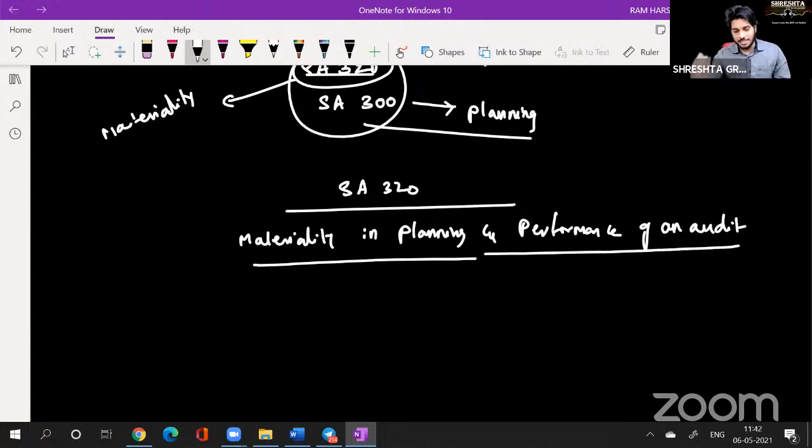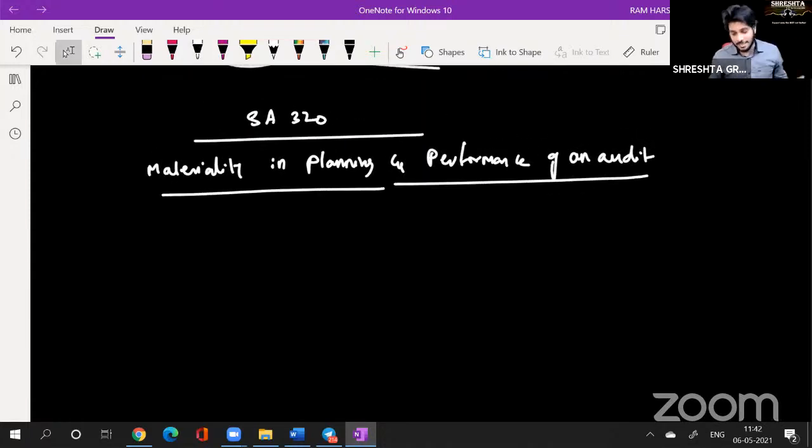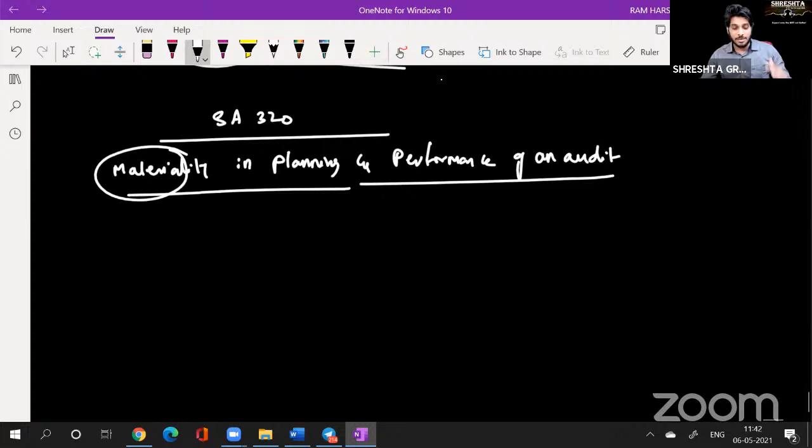This is one standard I can confidently tell you 100% of the students generally don't understand. They think they only know what is material. So what is materiality exactly? The various terms are there. What is the relationship between materiality and audit risk? All the terms I'm going to explain. This one standard I'm going to explain to you in detail.